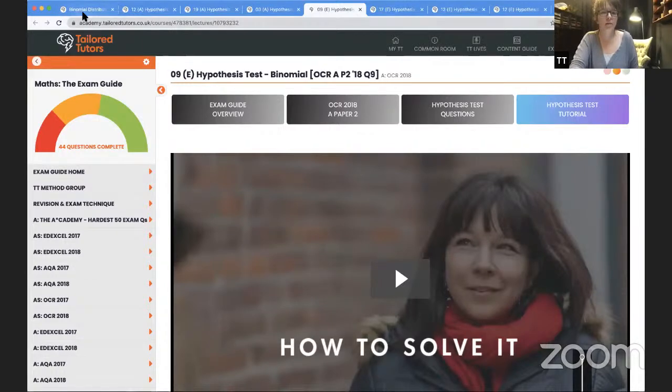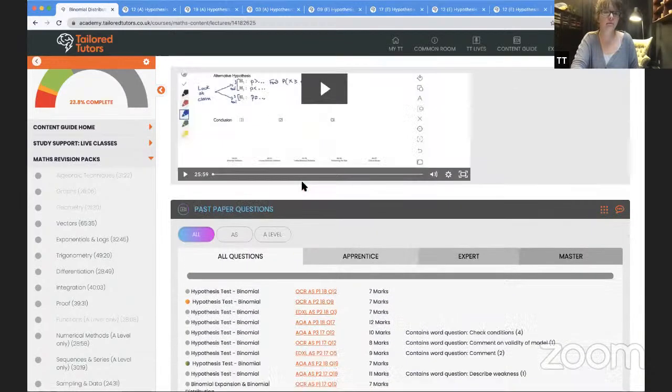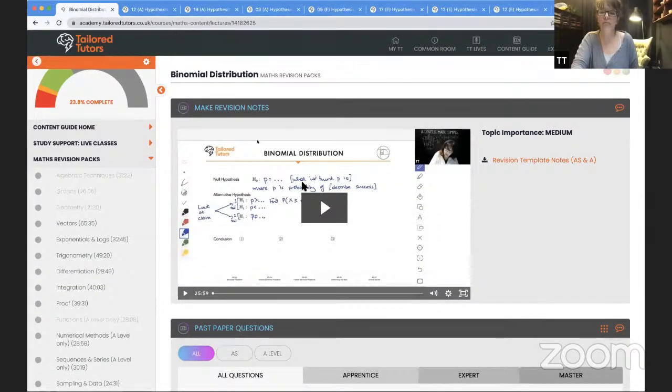That means that when you go back to the binomial distribution to do your next action hour, you can see which ones you did, and you can see whether you want to avoid ones you've already done, or go back and do your reds and ambers. So, Bruce, try out an action hour using this revision page.